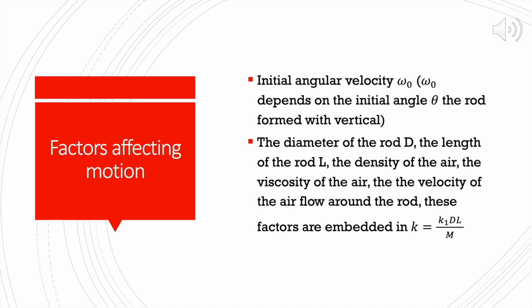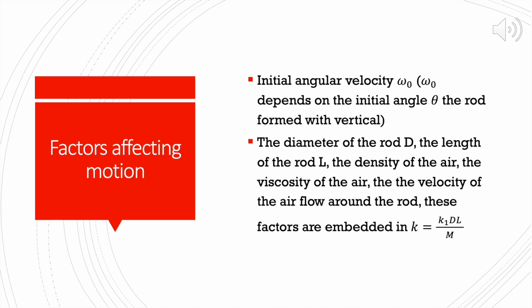Some conclusions can be drawn through the equations. Firstly, the initial angular velocity affects angular displacement, angular velocity, and angular acceleration. The larger the initial velocity, the larger the magnitude of angular displacement, velocity, and acceleration. The initial angular velocity is dependent on the release position of the pendulum when it's deflected to a high position.